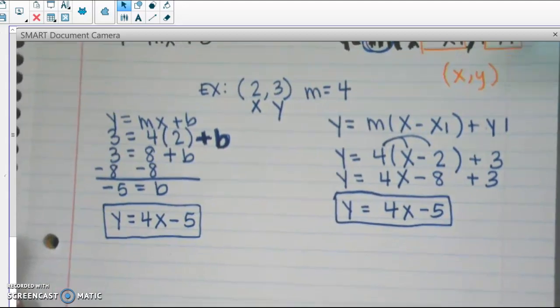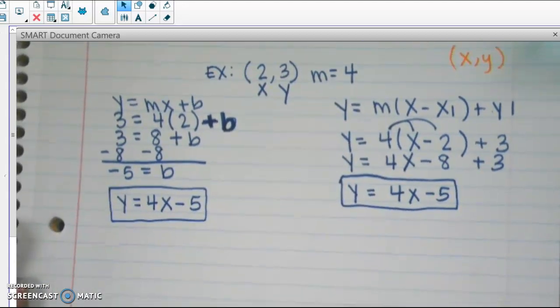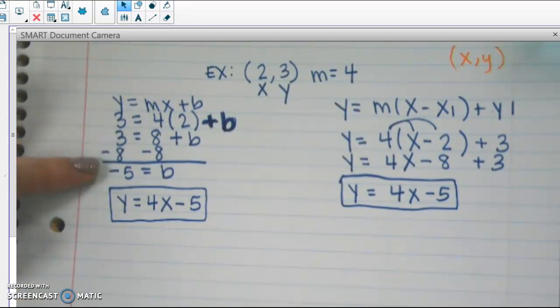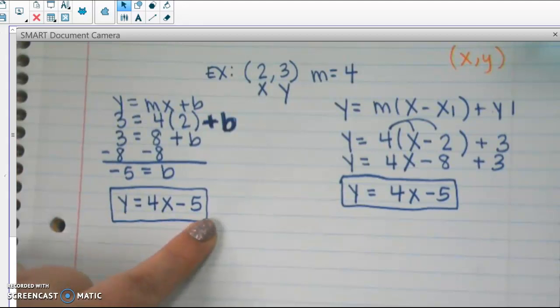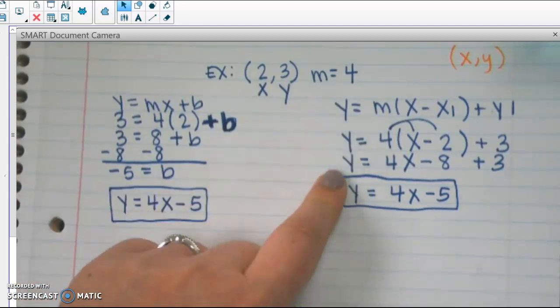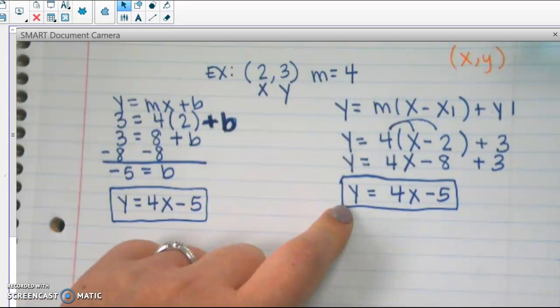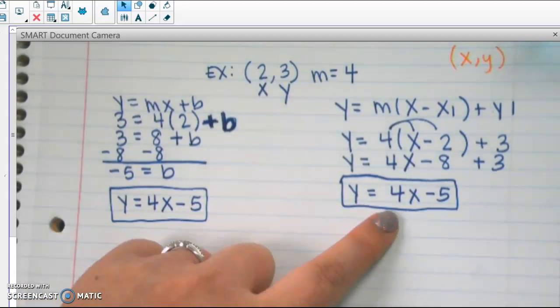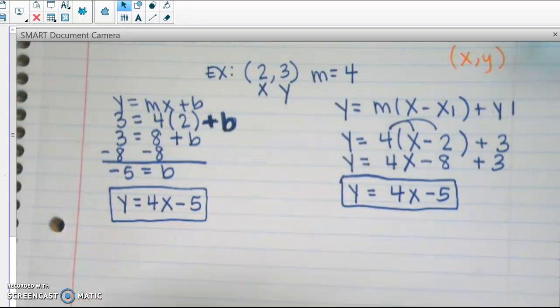All right, and so really the only difference between these two, if you use y equals mx plus b, you are solving for b and then writing your final answer. If you decide to use point slope form, you just plug it in, distribute, combine like terms, and your equation is done. It's already there.